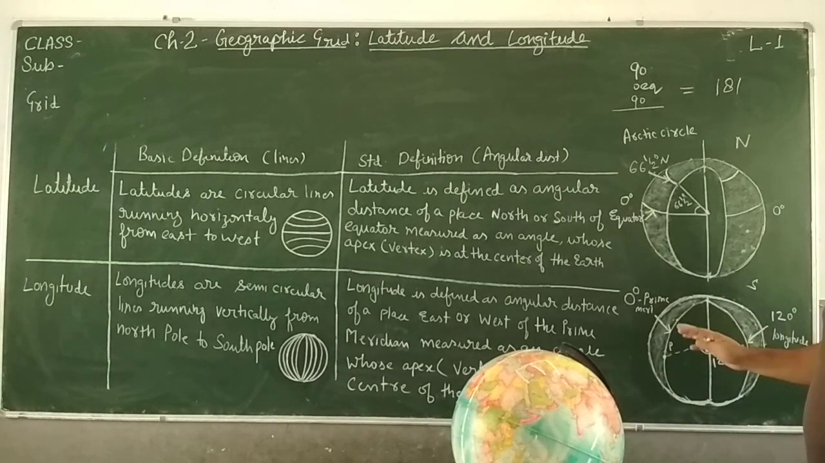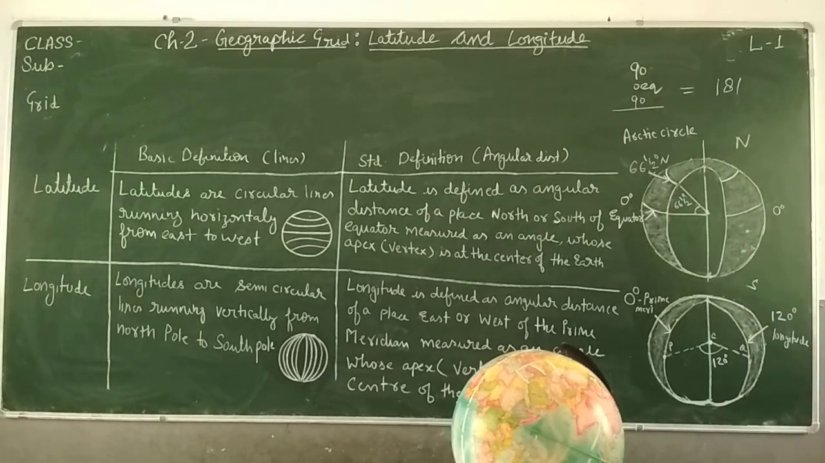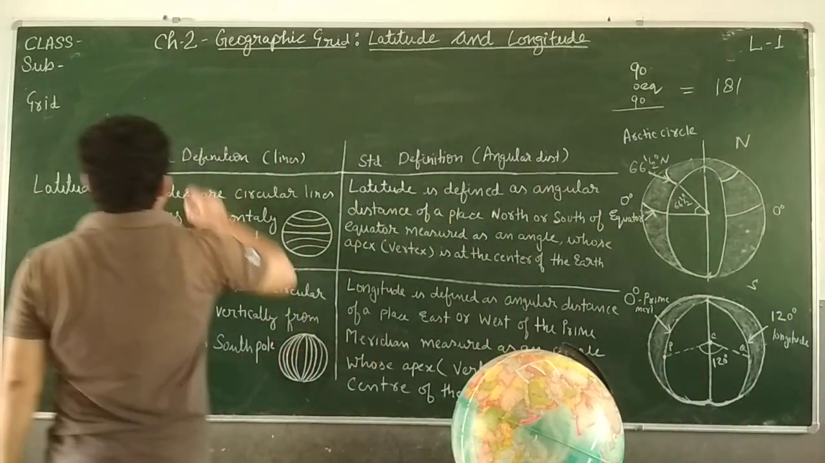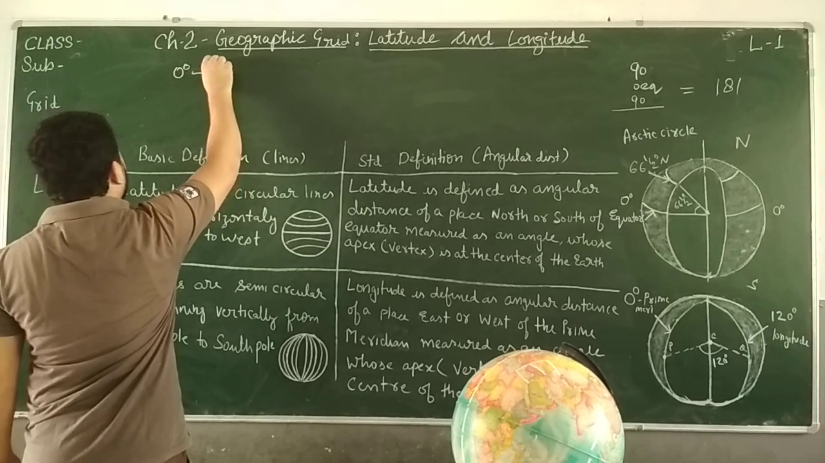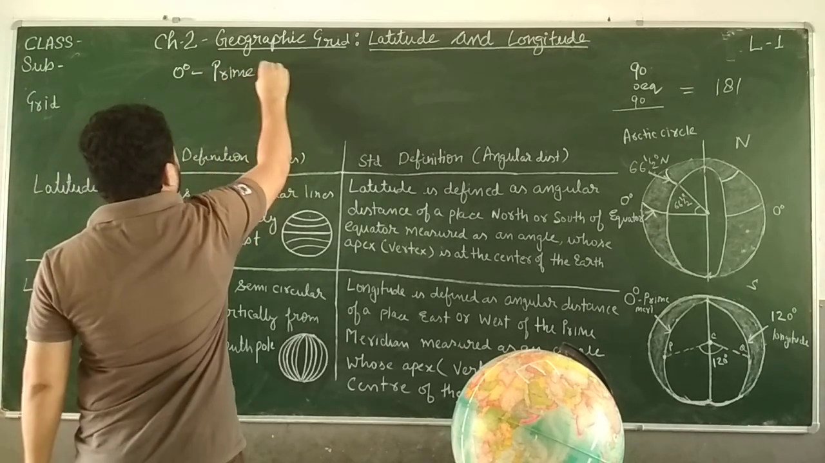So what is the definition of longitude? Longitude is defined as the angular distance of a place east or west of the prime meridian, measured as an angle whose apex or vertex is at the center of the earth. Clear? So that was about longitude. We have one very important longitude, which is 0 degree. This is called the prime meridian or GMT, prime meridian.